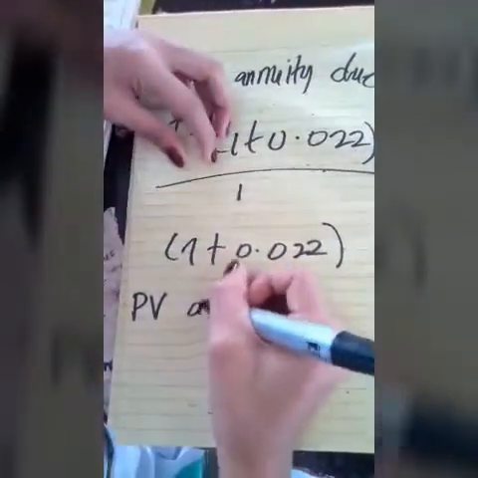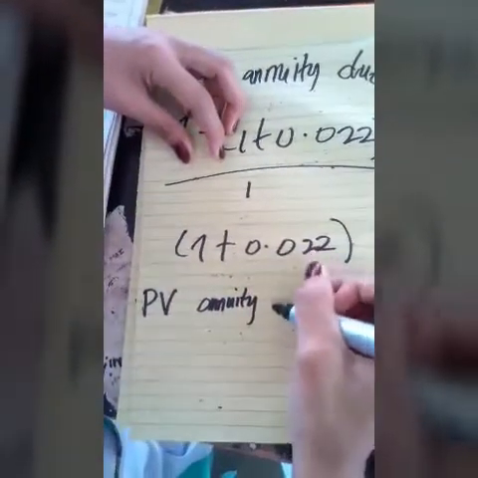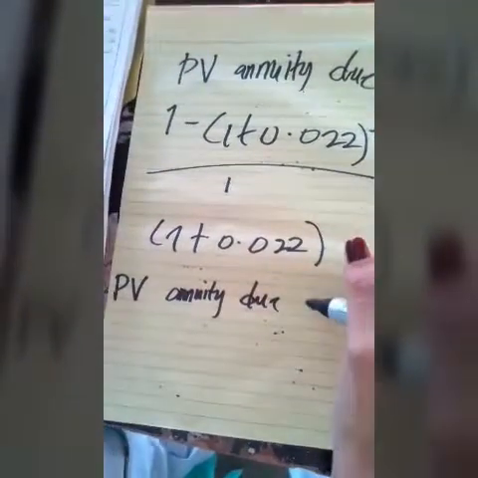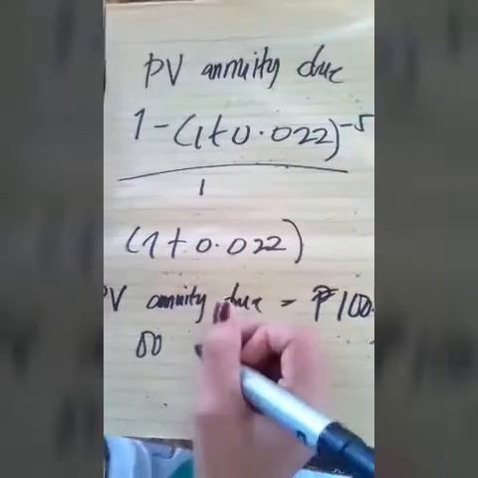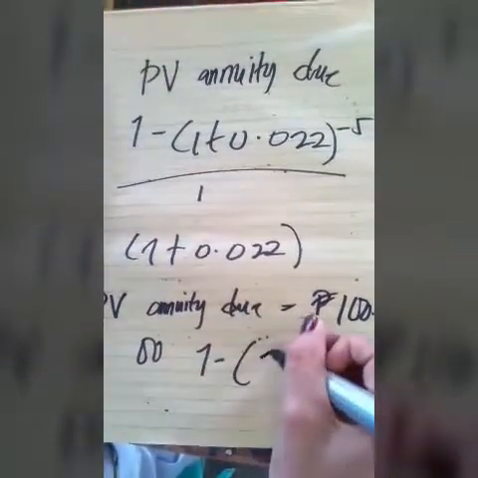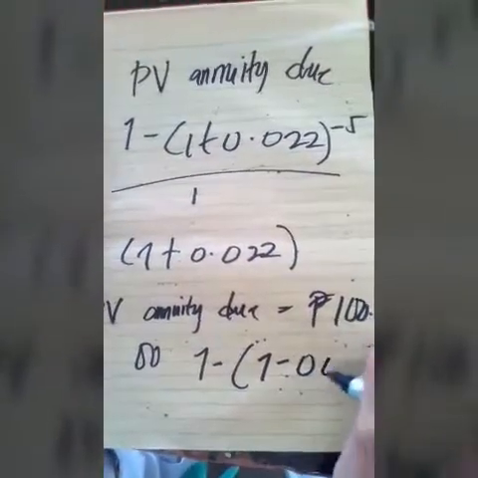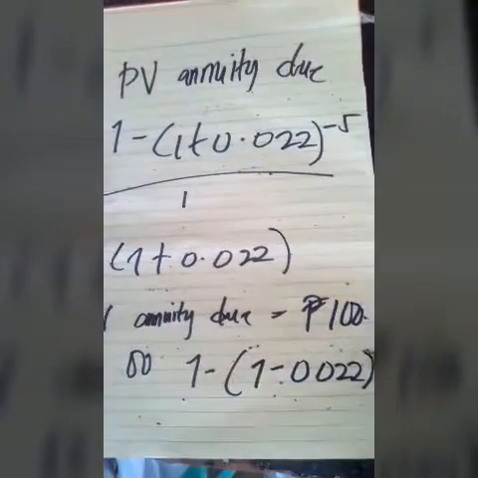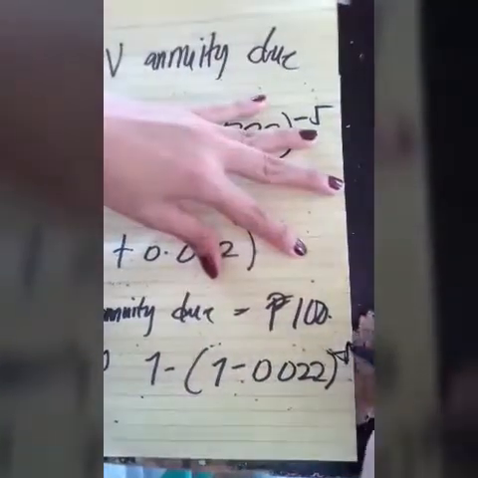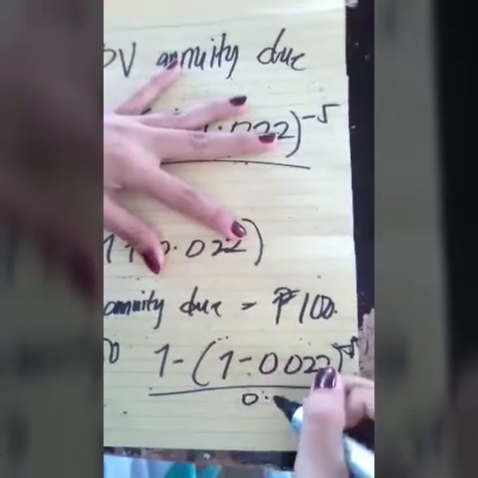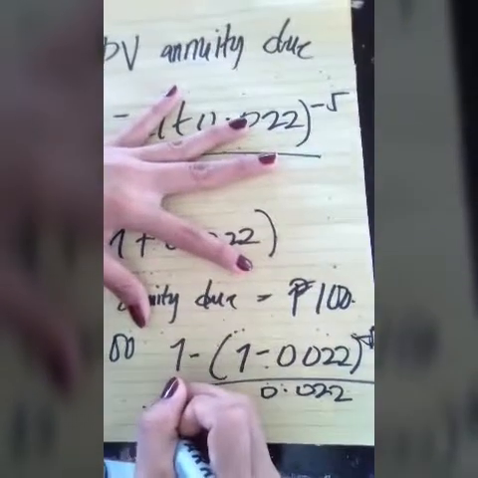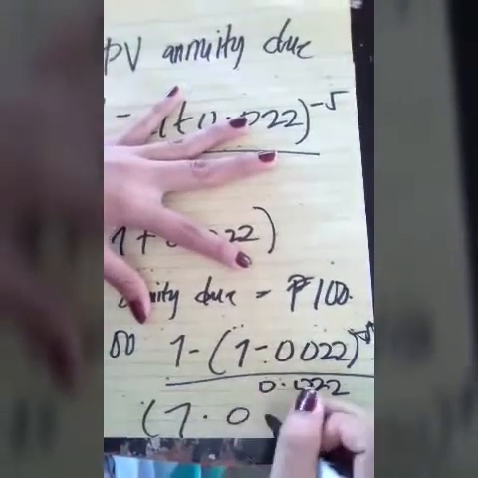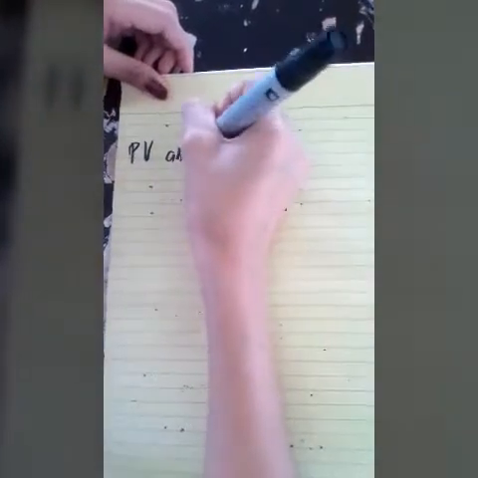Present value of annuity due equals 100 pesos times the quantity of 1 minus 1.022 raised to the power of negative 5, over 0.022, times 1.022.